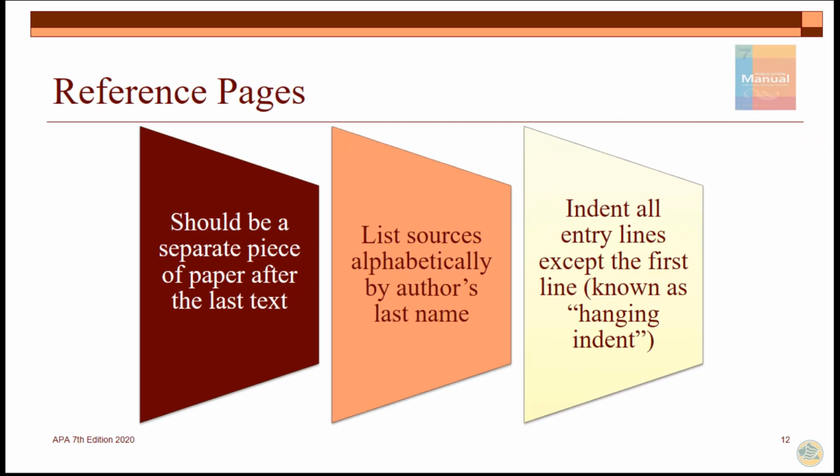When it comes to making the references page, we want to make sure that we start it on a separate piece of paper after the last text page. List your sources alphabetically by the author's last name. Indent all entry lines except the first line. This is known as a hanging indent, and we'll see an example of that in just a minute.